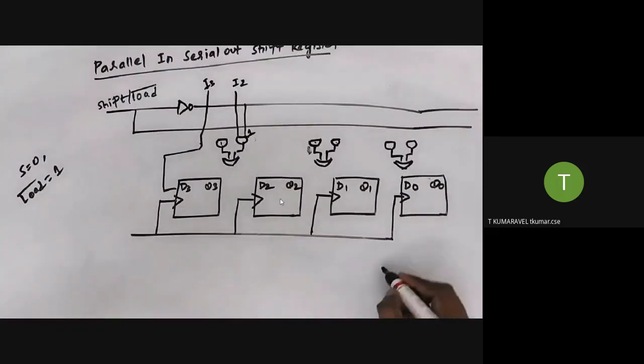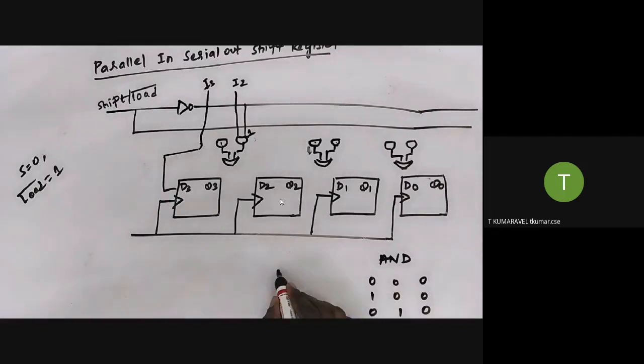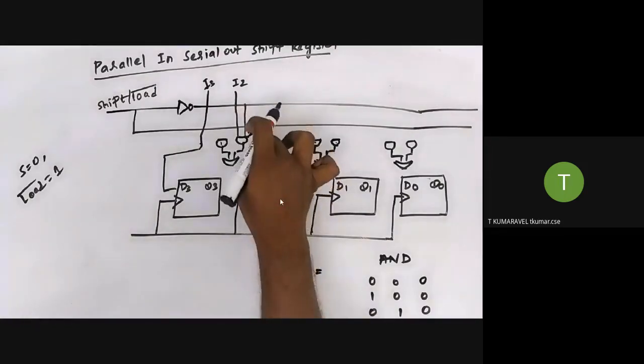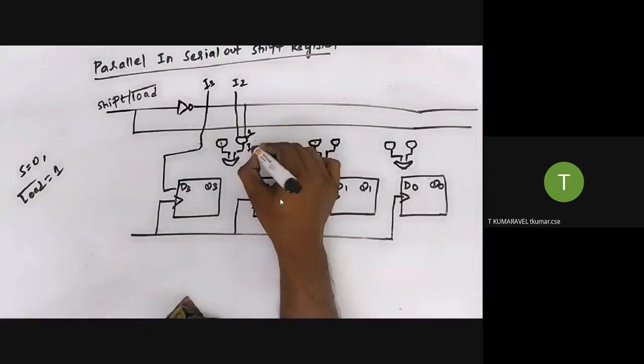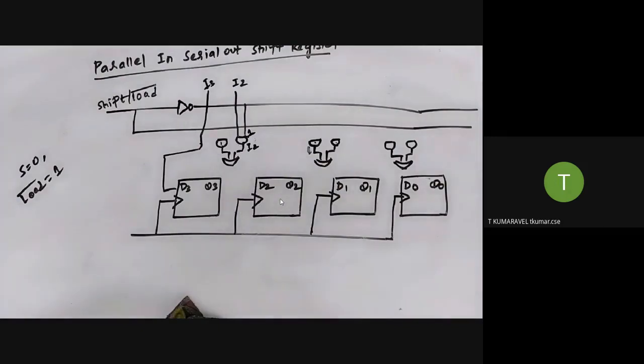Already you know the truth table of the AND gate. So what is the truth table of the AND gate? 0 0 in the sense 0, 1 0 in the sense 0, 0 1 in the sense 0, 1 1 in the sense 1. So what is the meaning? Based on the second input only, it is going to decide the output. Am I correct? So here, one of the inputs is equal to 1, another input is I2. So what is the output? Here I2. So what is the meaning? It simply accepts the data from the user.